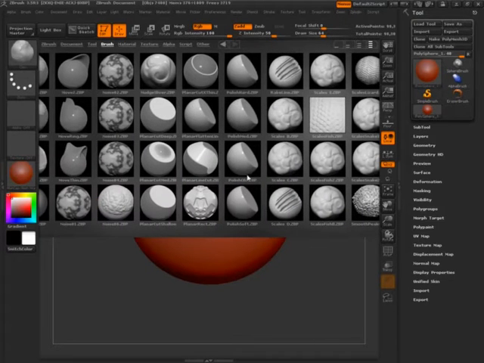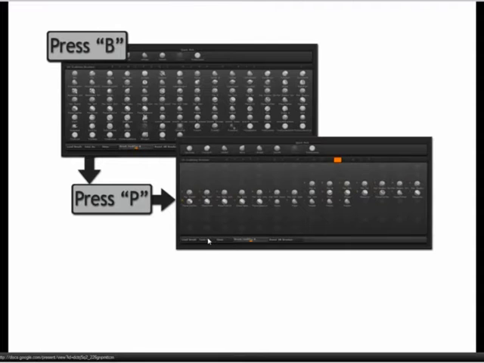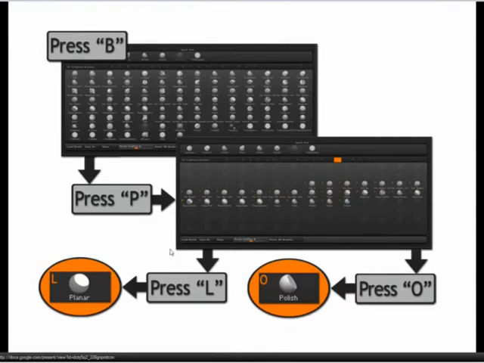Some of them are very useful, such as these scale brushes here. So with all that complexity, we need a new way to access them. And that's by pressing B on the keyboard. Then you press the first initial of the brush, so P in this case for planar brushes, C for clay brush. Then every brush has another secondary letter assigned to it. So planar, for example, has L. Polish, for example, has O.